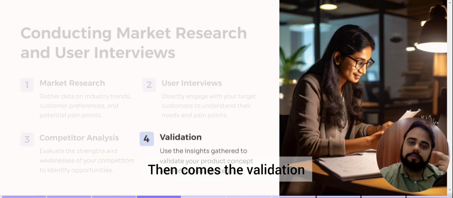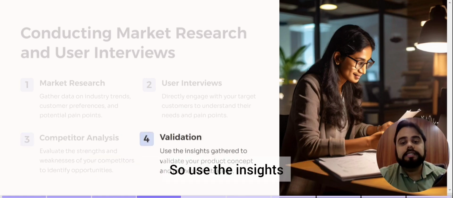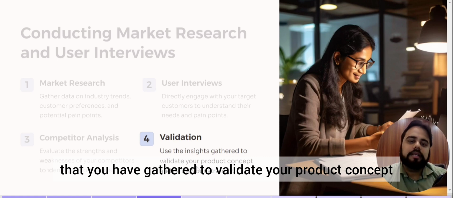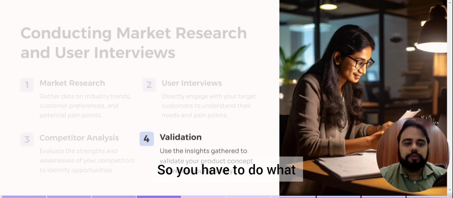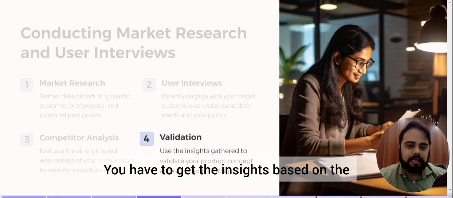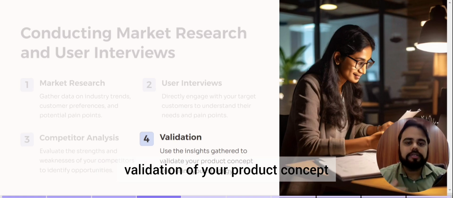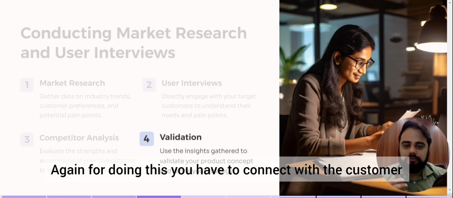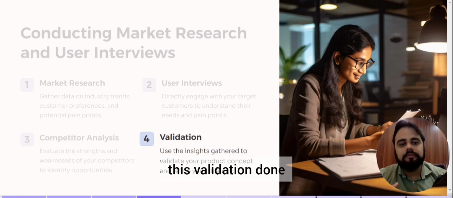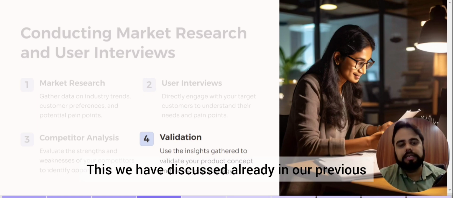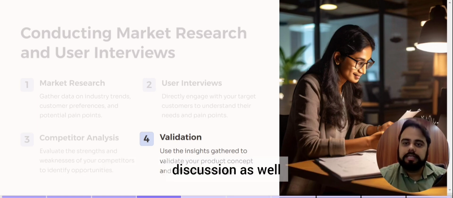Then comes validation. Use the insights that you have gathered to validate your product concept and refine your strategy. How will you do it? You have to get insights based on the validation of your product concept. For this, you have to connect with the customer, get their feedback, and based on their feedback you will get this validation done. We have discussed this already in our previous discussion as well.